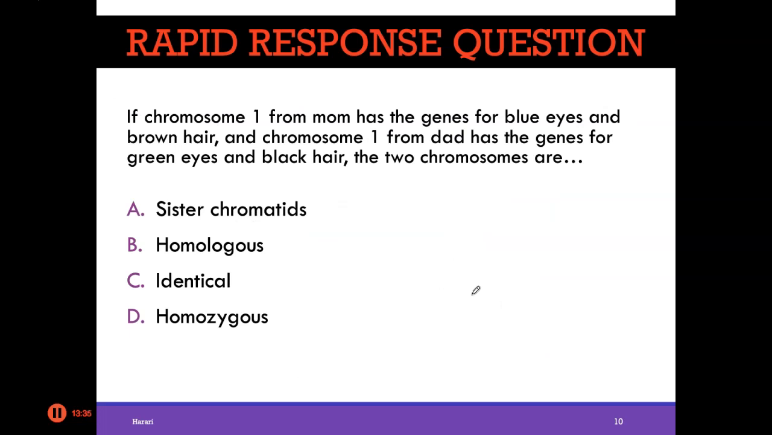So if chromosome 1 from mom has the genes for blue eyes and brown hair, chromosome 1 from dad has the genes for green eyes and black hair, the two chromosomes are what? Pause here. The answer is B. They're homologous.